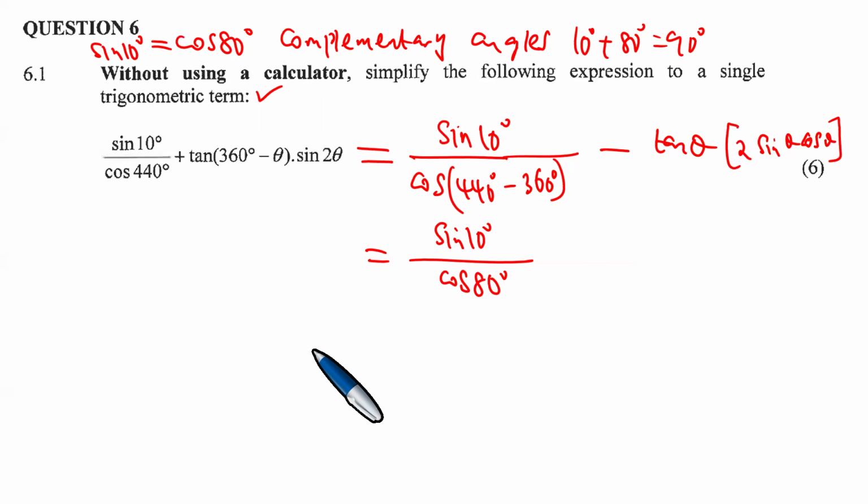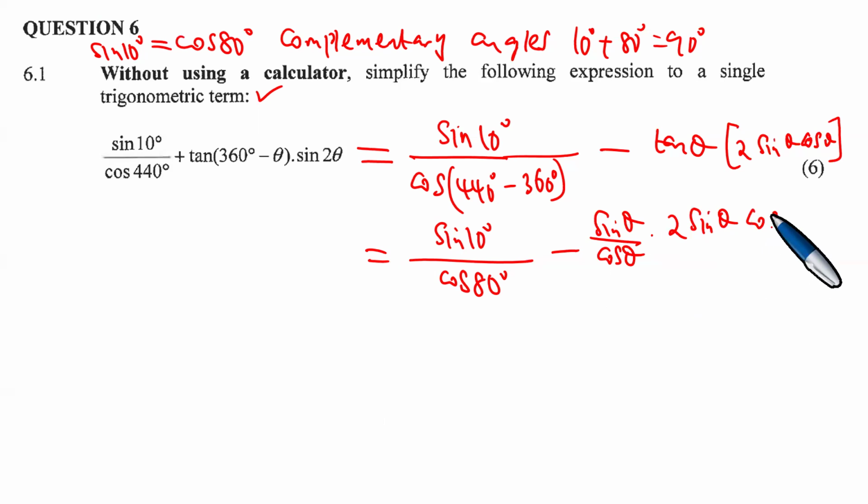And then negative tangent theta, we can write it in the form sine over cosine. So, we're going to write sine over cosine. Okay, that's what we're writing. So it's negative sine theta over cosine theta. That is the tangent of theta, and then we have 2 sine theta cosine theta. Any input here? Now, what do we do next?